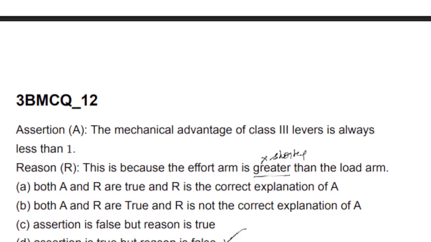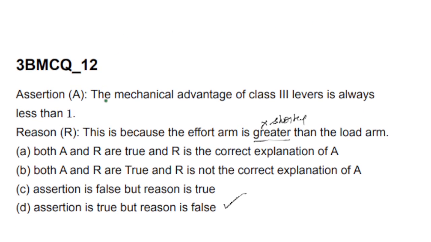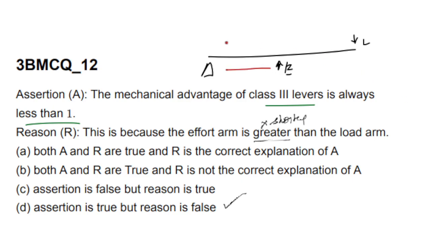So the next is, the mechanical advantage of class 3 levers is always less than 1. Reason, this is because the effort arm is greater than the load arm. So instead of getting confused, let's draw a class 3 lever. In class 3 lever, the effort is in between. This is effort and this is our fulcrum. This we can say load. Okay, so this is the scenario. So now see, the effort arm is this much and load arm is this much. So the load arm is much greater.